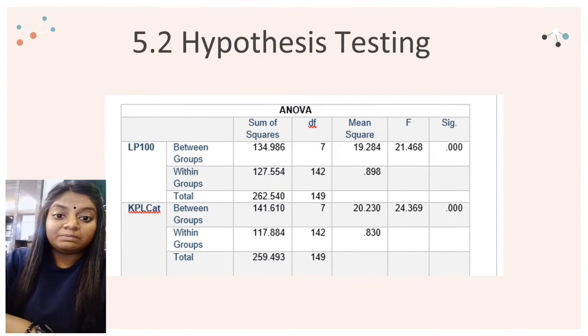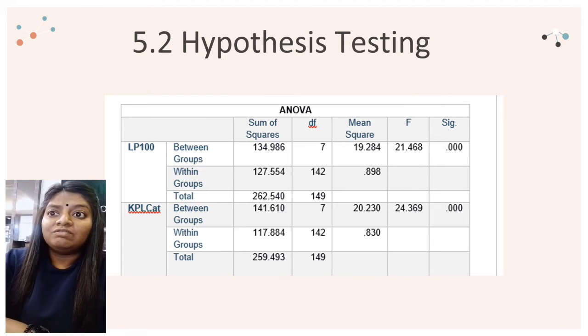I want to explain 5.2, which is hypothesis testing. We have two hypothesis tests, which are one-sample tests with the test value 1.66, for the LP100 and also the KPL chart. The 95% confidence interval of the difference for LP100 has a lower bound of 1.7058 and an upper bound of 2.1342, followed by the KPL chart.